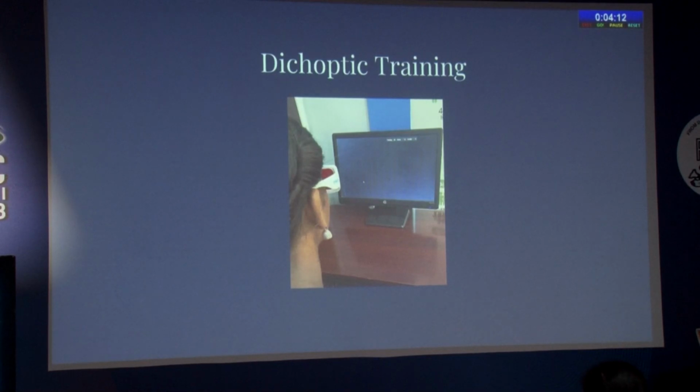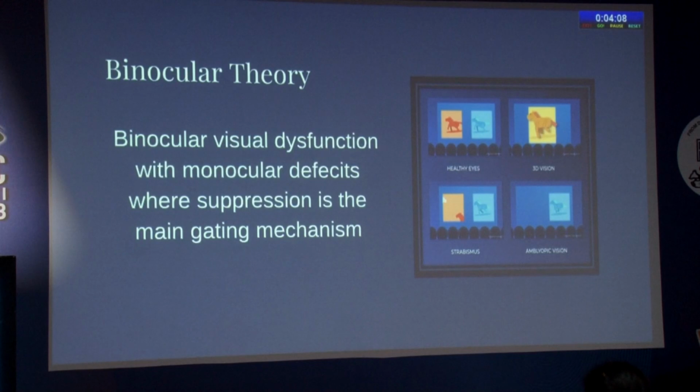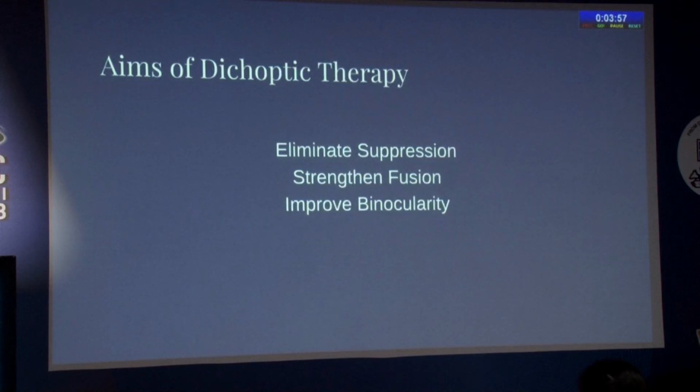The next is dichoptic training. The basis for this is that, as we all know, amblyopia is a binocular visual dysfunction with monocular deficits, and suppression is the main gating mechanism here. So the aims of dichoptic therapy are to eliminate suppression in the first line, to strengthen fusion and to restore the binocularity.